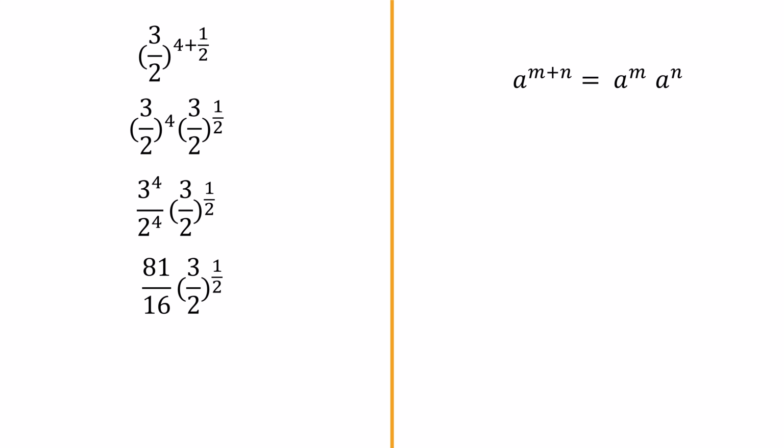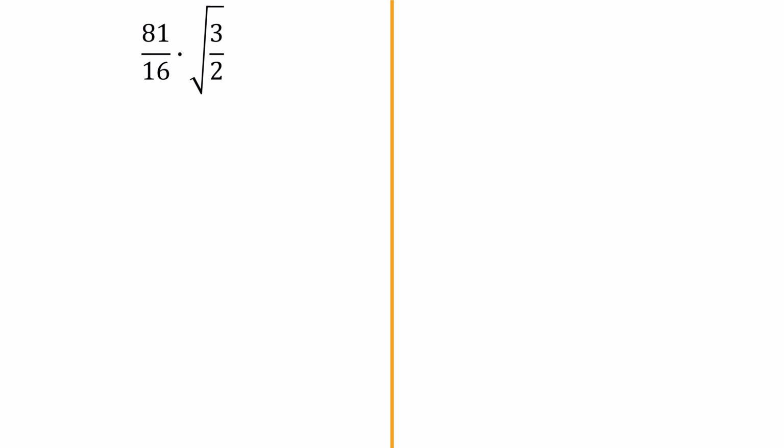We can apply this rule of exponents that says a to the power m over n equals a to the power m, to the nth root, right? So if you have a fraction in the power, the numerator becomes the power, the denominator becomes the root. So we have 81 over 16 times the square root of 3 over 2.